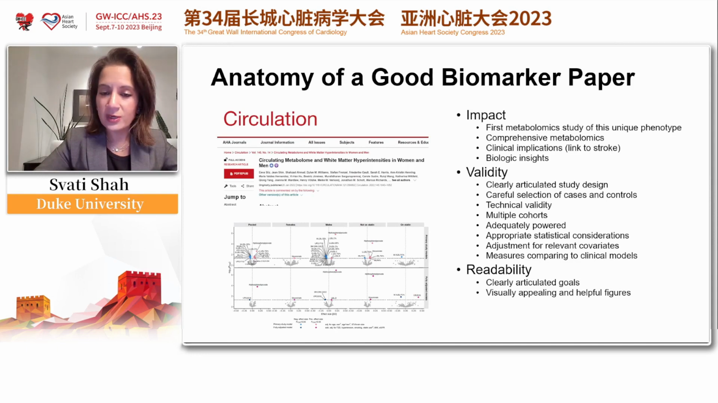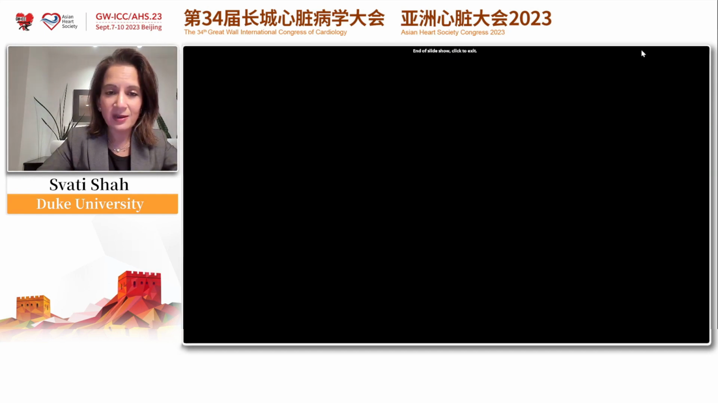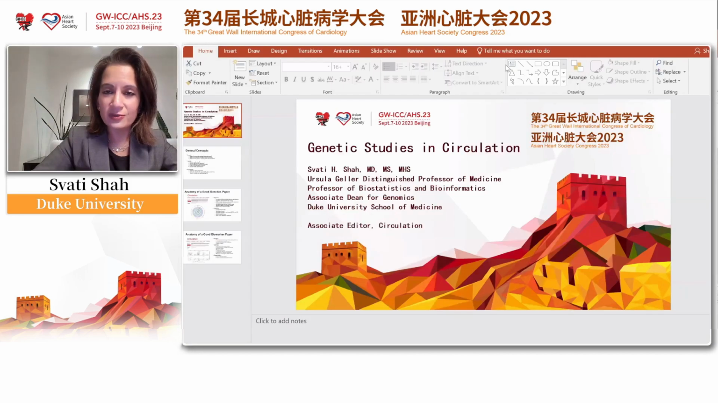And then finally, with regards to readability, there were clearly articulated goals, and I thought the figures were visually appealing and helpful in putting the results into context, including for people who don't do metabolomics for a living. So with that, thanks, and I look forward to your questions.